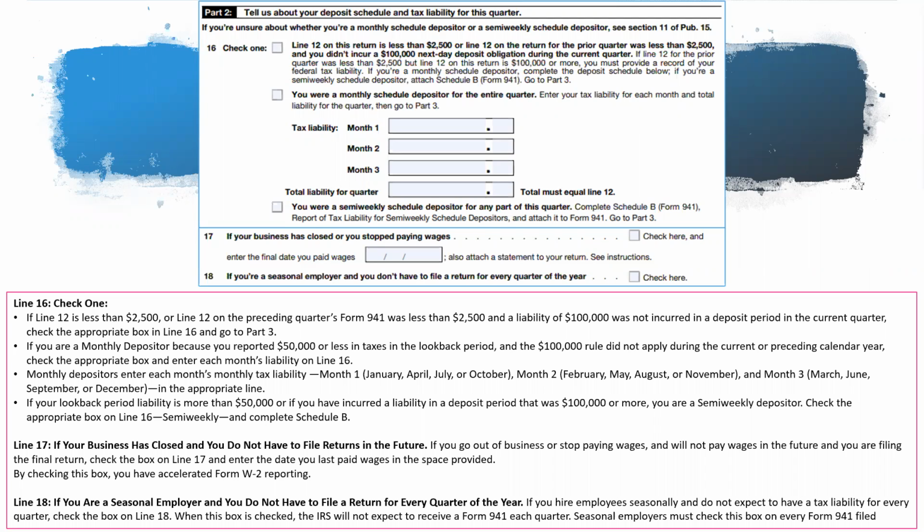If you're a seasonal employer and you do not file a return every quarter, you can check that box. In most cases that I'm aware of, most of our seasonal employers, we just go ahead and file each quarter and mark it 0 for the quarters that they didn't have any wages in.